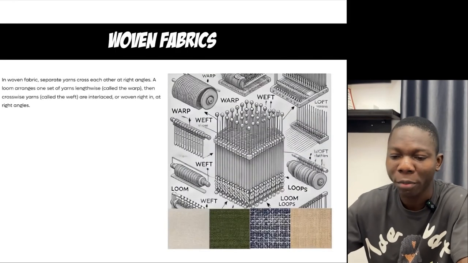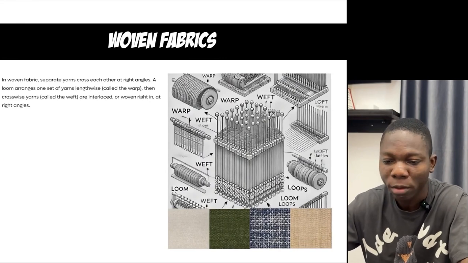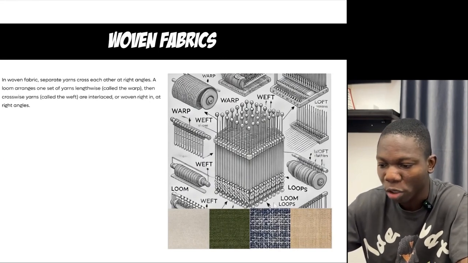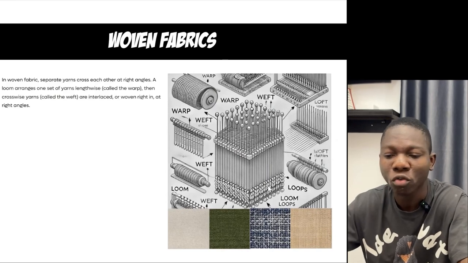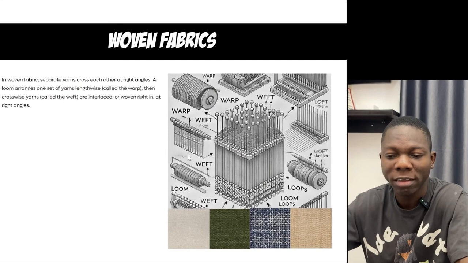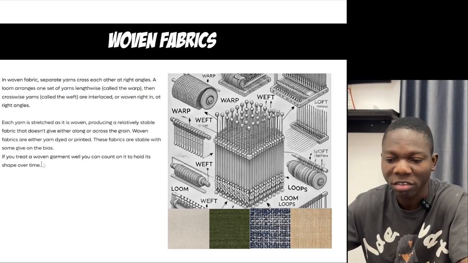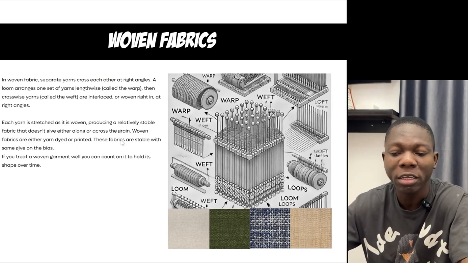So in woven fabrics, separate yarns are at cross angles to each other. A loom is what they call a machine that is used to make fabrics. Yarns are arranged lengthwise, which is called the warp, and also crosswise, which is called the weft, and are interlaced or woven at right angles together. Each yarn is stretched, producing a relatively stable fabric, which does not give either along the grain.